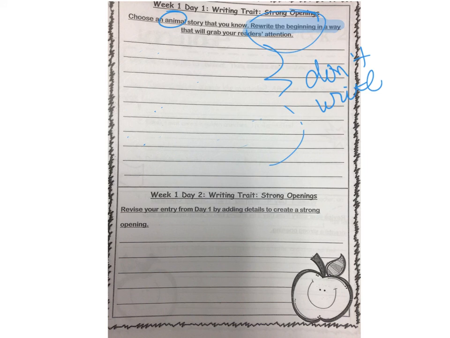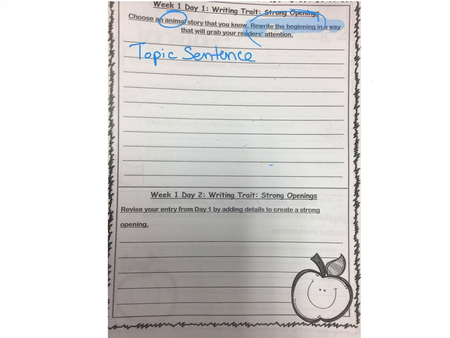So that very first sentence that you're going to do, you're going to try to capture the attention of your reader. So you're going to want a topic sentence that captures the attention of the reader. Then you're going to give me 3 details about the story. And then finally, you're going to do a wrap-up sentence.